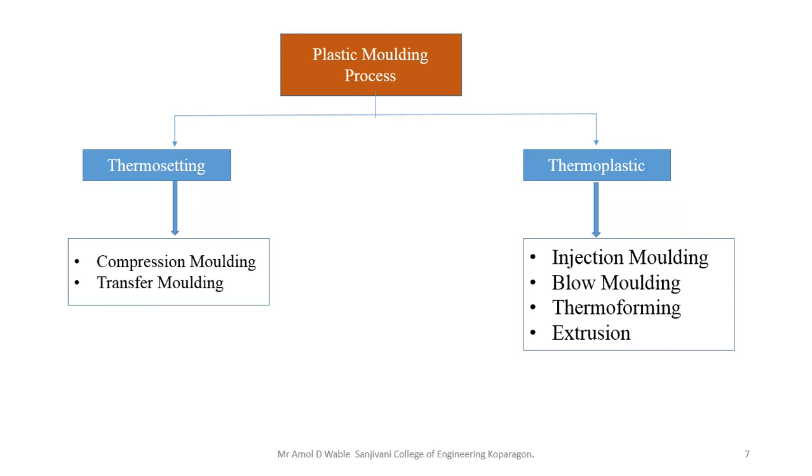Okay, hi everyone. So let us see different plastic molding processes, which are classified according to thermosetting material and thermoplastic material. If you are using thermosetting material, most of those materials will go under a process like compression molding and transfer molding. And if you are using thermoplastic material, then those go under injection molding, blow molding, thermoforming and extrusion. So this all will be in your syllabus.